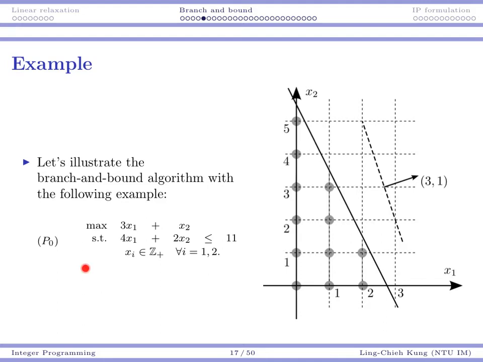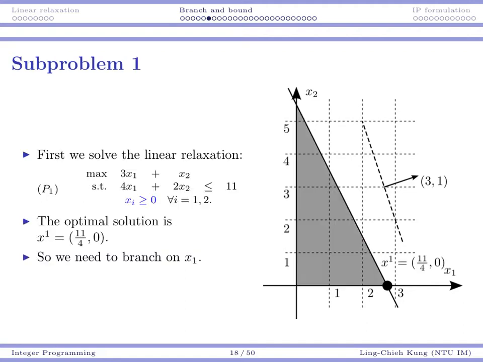We want to solve this problem. Maximize 3x1 plus x2, subject to 4x1 plus 2x2 no greater than 11. Graphically, it's here. The constraint is here, and you have some feasible points. It's very easy to see that an optimal solution is here. The IP optimal solution is here. But let's see how to use branch and bound to solve it. First, we solve the linear relaxation.